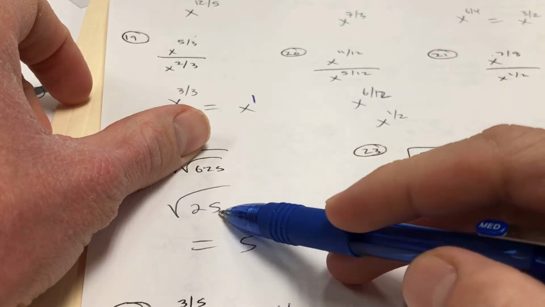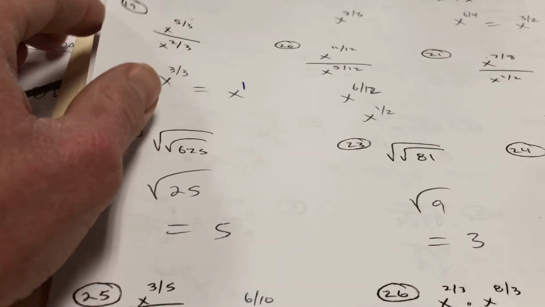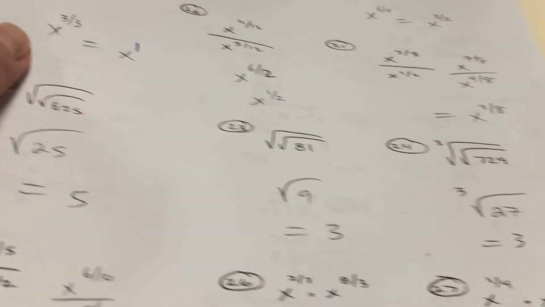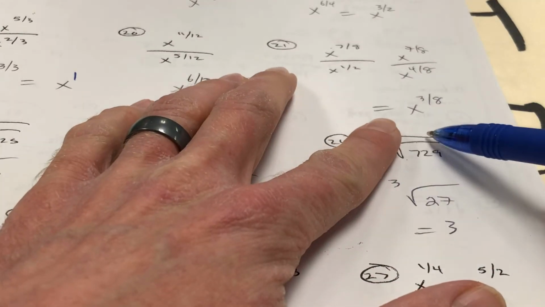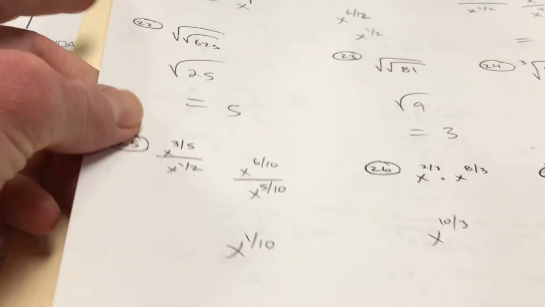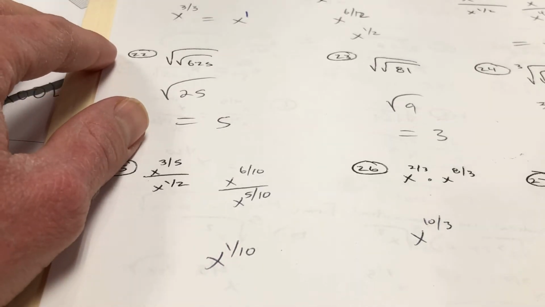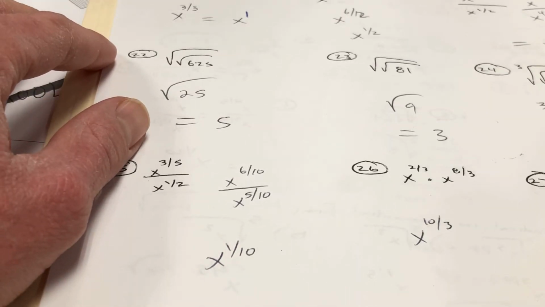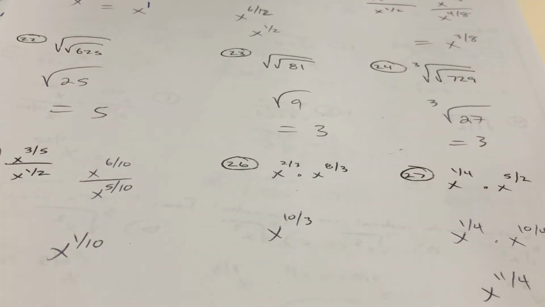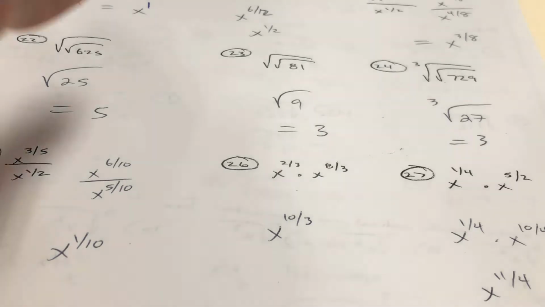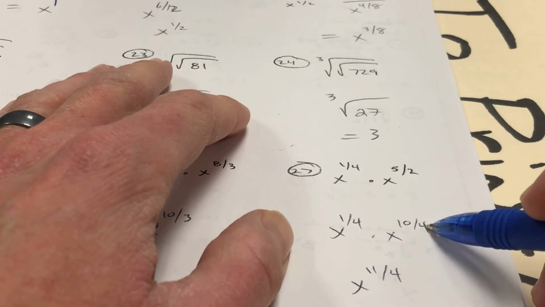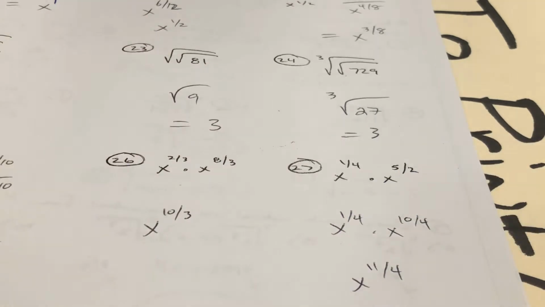Square root of 625 is 25, square root of 25 is 5. Square root of 81 is 9, square root of 9 is 3. Square root of 729 is 27, the third root of 27 is 3. X to the 6/10, x to the 5/10, that's x to the 1/10. Add the exponents, that's x to the 10/3. X to the 10/4 times x to the 1/4, that's x to the 11/4.